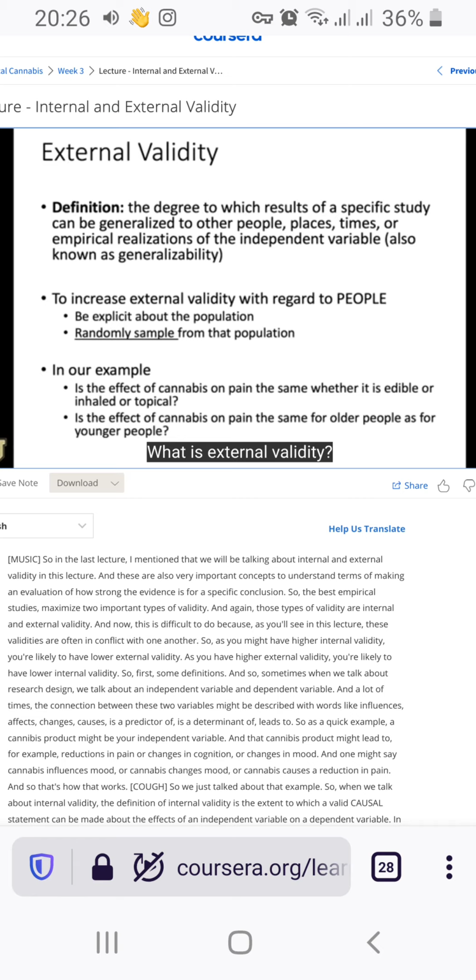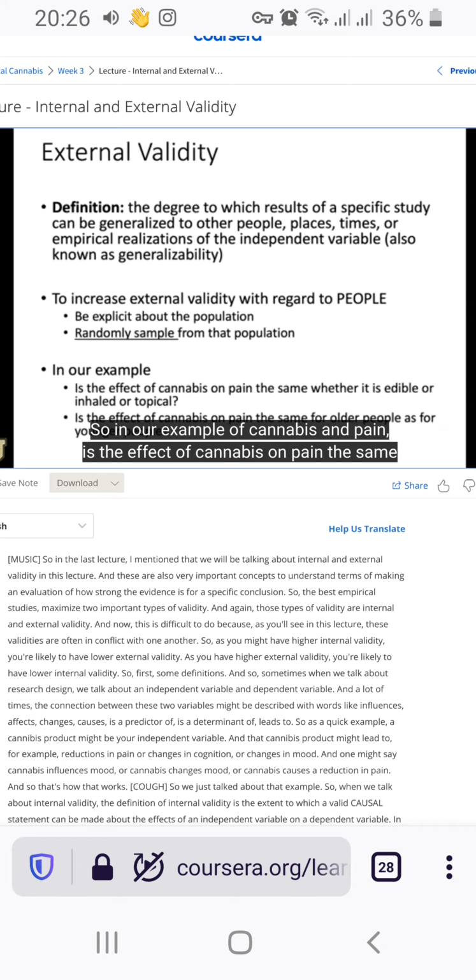What is external validity? The definition of external validity is the degree to which results of a specific study can be generalized to other people, places, times, or ways of implementing the independent variable. This is also known as generalizability, due to the results of one study generalizing to other people or places or times. And to increase external validity with regard to people, it's important to be explicit about the population from which your sample comes from and to randomly select people from that population.